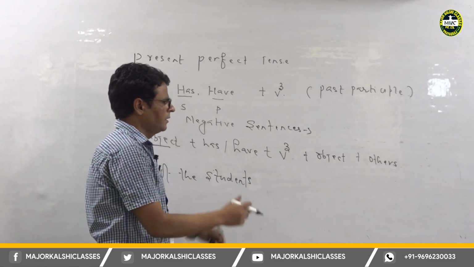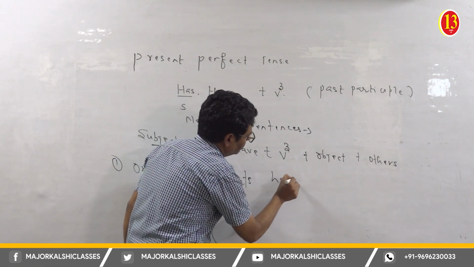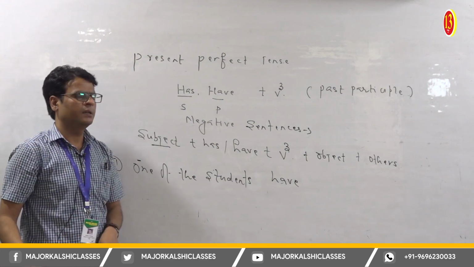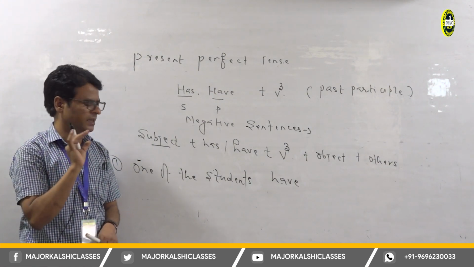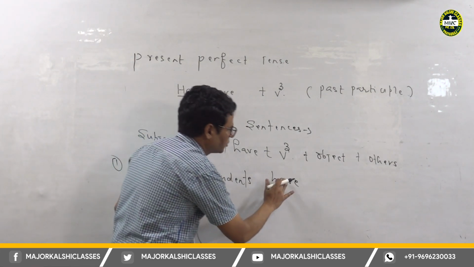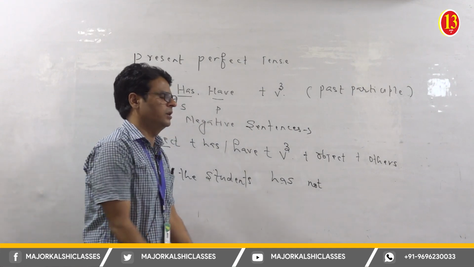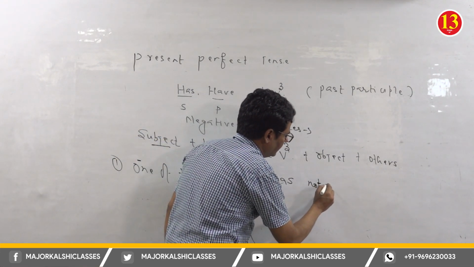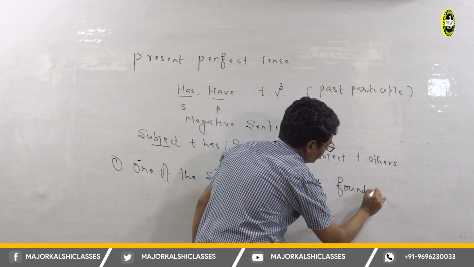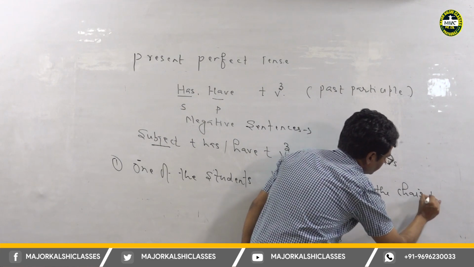Mostly students tend to use have. Suppose you find have in your examination, that is wrong, because your main subject is one and it is talking about only one student. One of the students has, we have to use has, not have. One of the students has not found the chair to sit on.